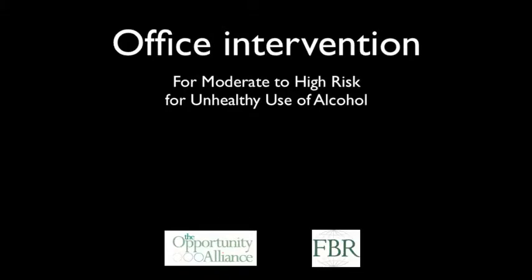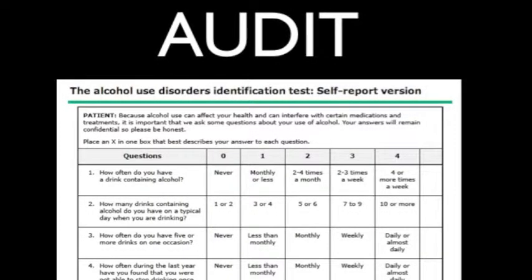In this video, we will discuss the office intervention for moderate to high alcohol use. This approach can also be used for patients with marijuana, cocaine, or opioid abuse. The SBIRT process begins with screening using one of the approved screening tools.